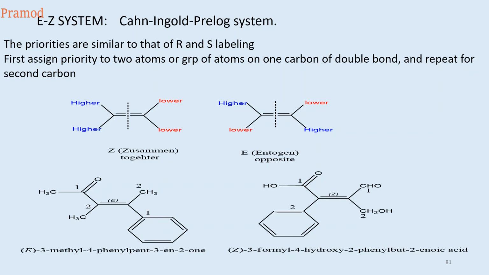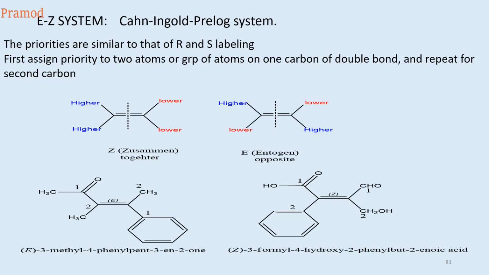Similarly, in the case of aldehyde and alcohol, aldehyde is given the first priority and alcohol is given the second priority. So in this case, when your priorities are on the same side across the double bond, that is known as Z configuration. So this is known as E and Z.